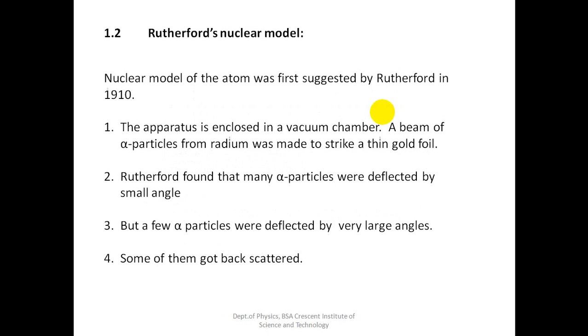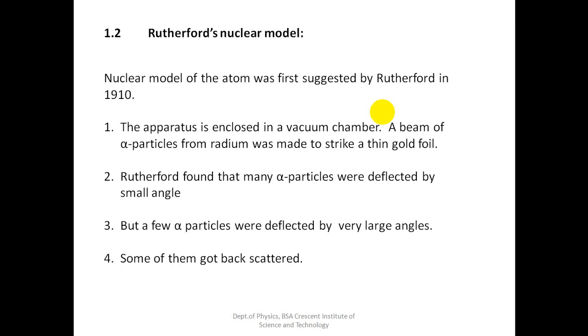The nuclear model as suggested by Rutherford, as put forth by Rutherford in the year 1910. He described not only the model, he described the size of the nucleus. He estimated the radius of the nucleus in his experiment of alpha particles striking a thin gold foil.